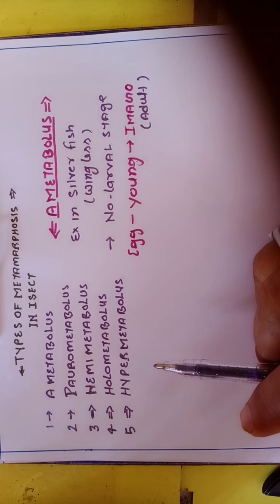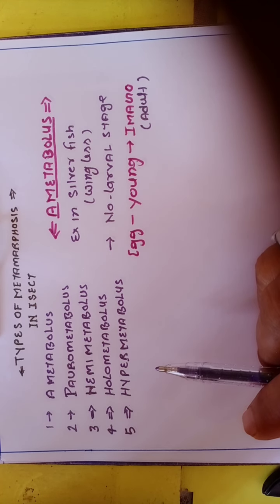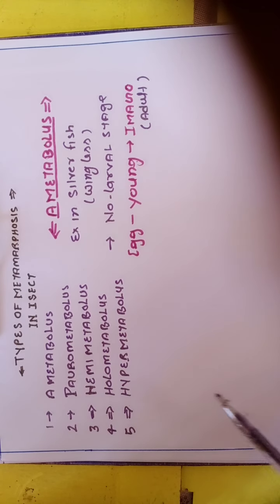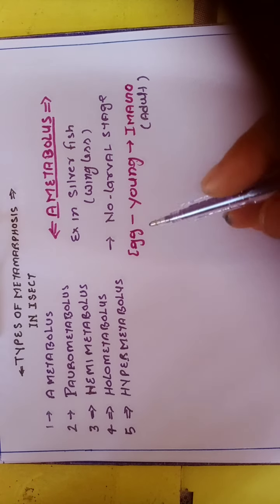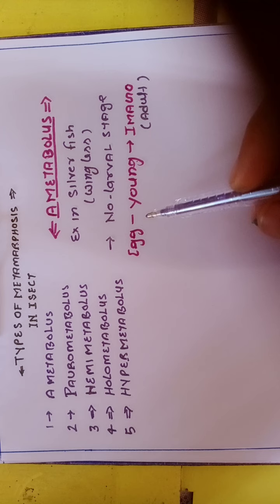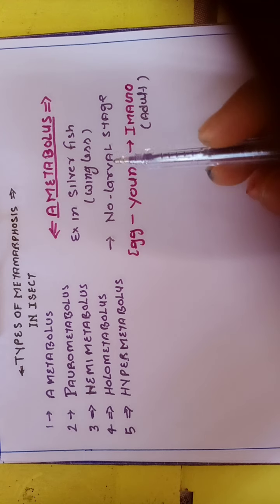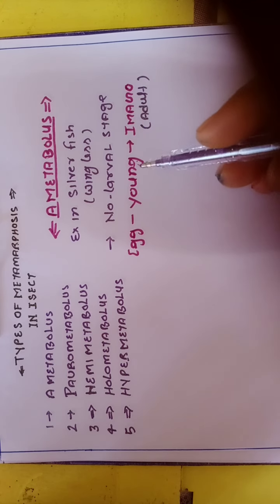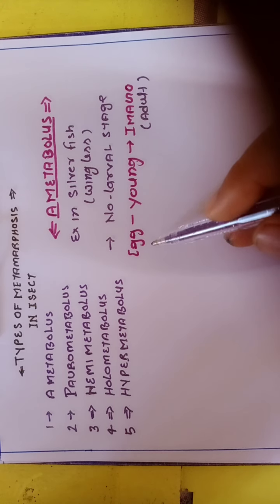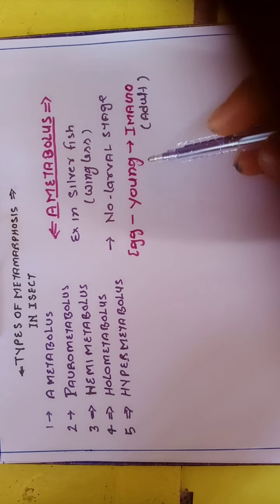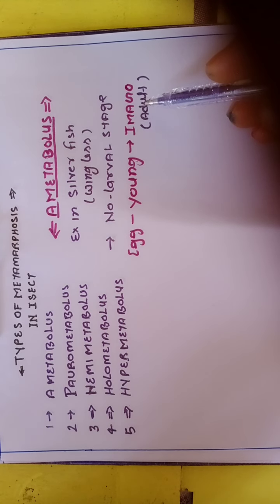So, the first type of metamorphosis is known as ametabolous. It is found in silverfish, Lepisma, a wingless insect in which there is no metamorphosis. That's why it is known as ametamorphosis. It means the larval form is absent, so no larval stage. The egg after hatching makes the young, and the young directly makes the imago.